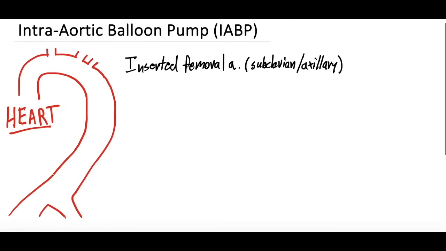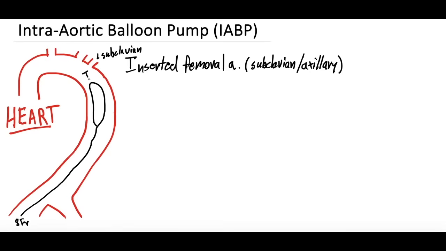So they use an 8 French catheter sheath, and they insert this balloon pump up through the femoral artery into the common iliacs, into the descending aorta, although we're going upwards, towards the aortic arch. And they want the distal tip of the balloon to be 1 centimeter from the left subclavian. So this here is the left subclavian artery coming off the aortic arch, and you want the tip of the balloon to be 1 centimeter from that.